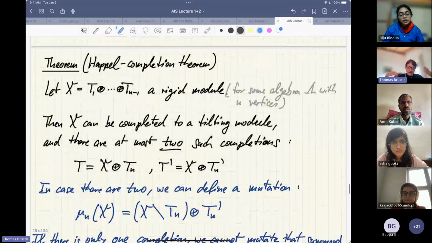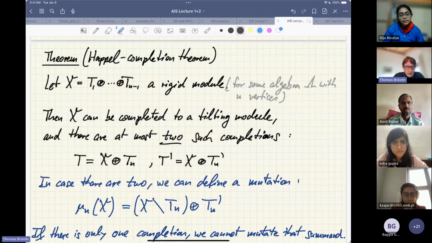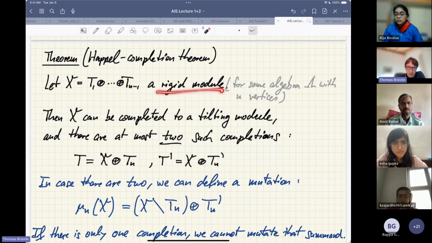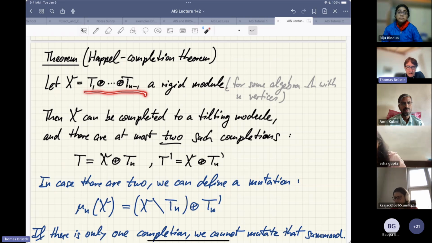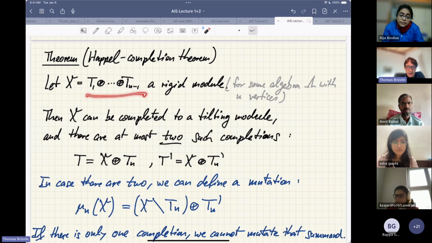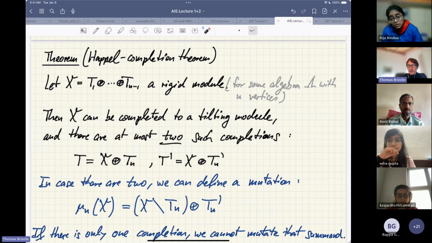Now there's classical tilting theory. This is Hubbell's completion theorem. Hubbell says: when I have a rigid module X that has one summand less, so I have a rigid module that has n minus one summands, we do know that a tilting module has n summands. So can I complete such a rigid module? Can I add one summand in such a way that the whole thing becomes a tilting module?